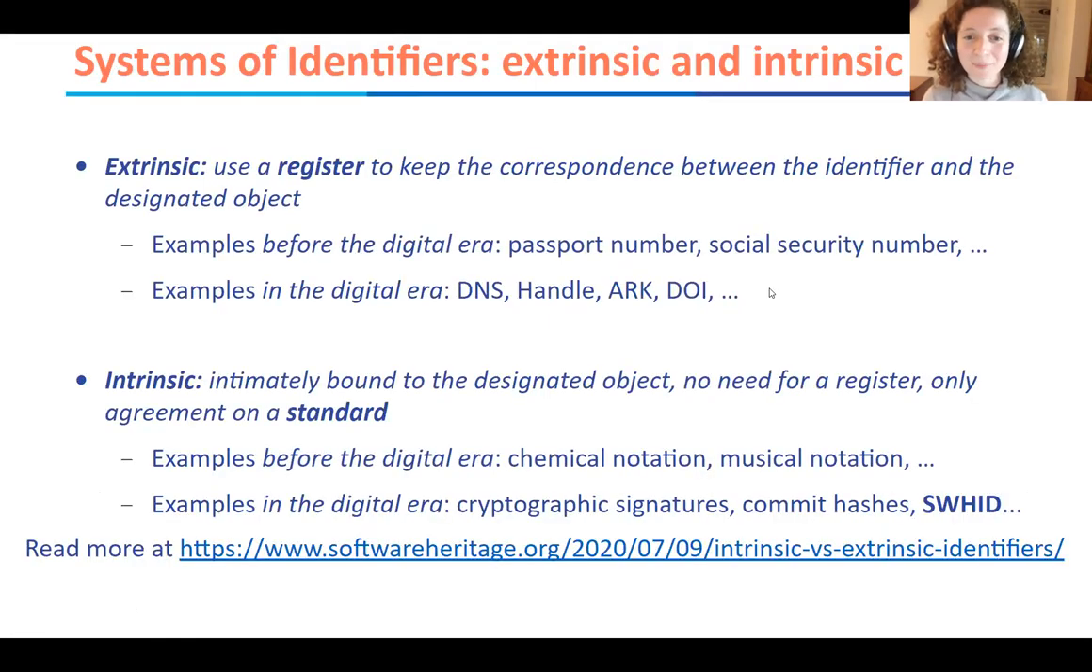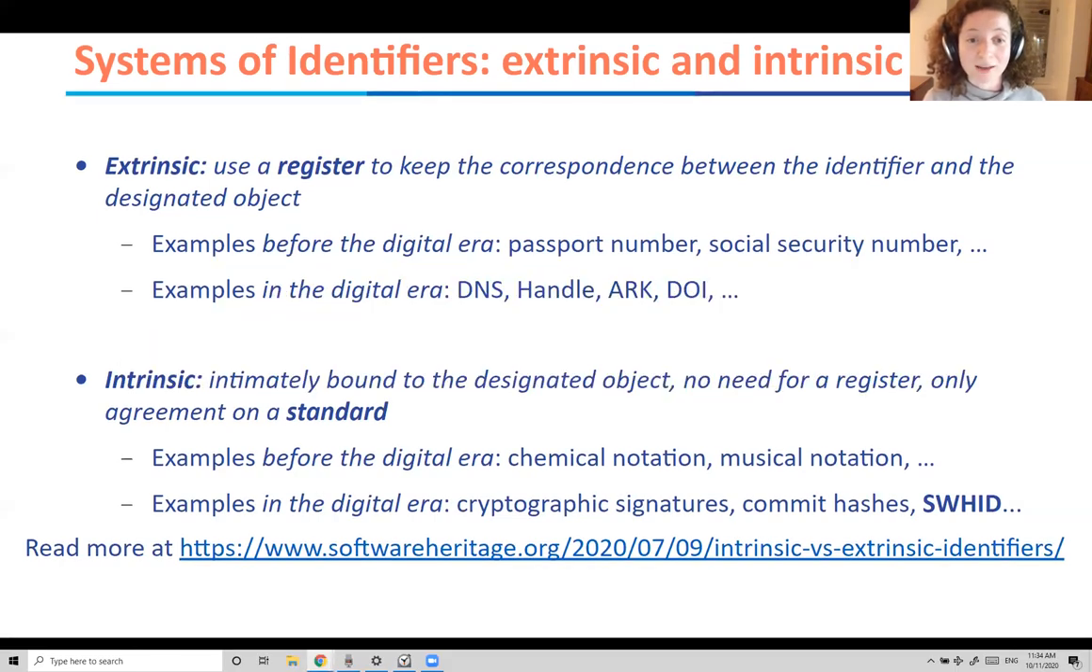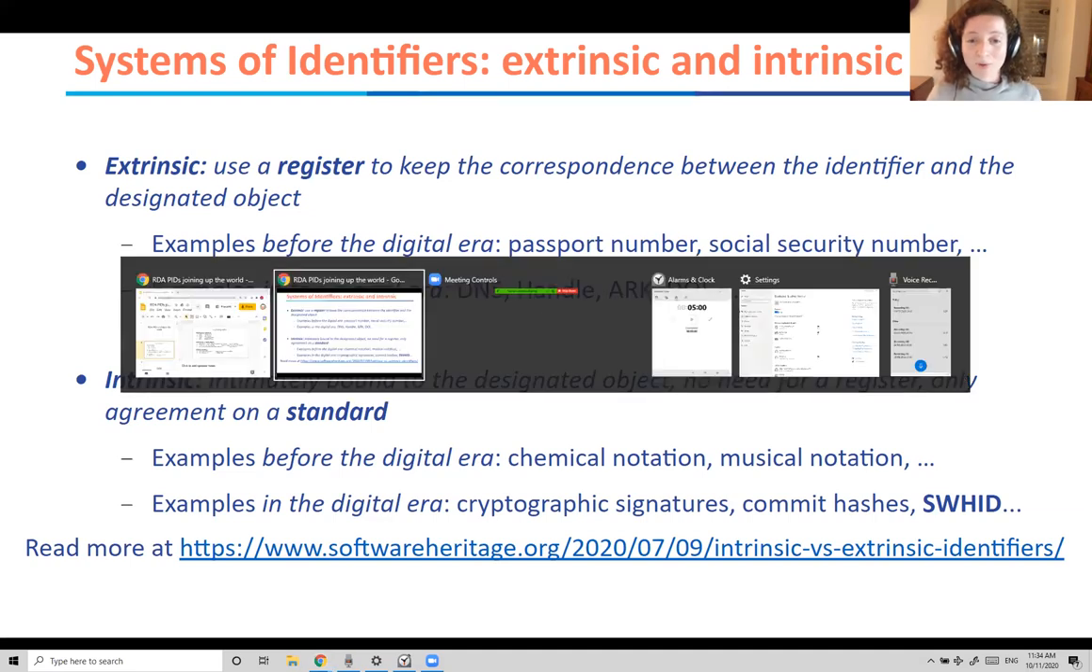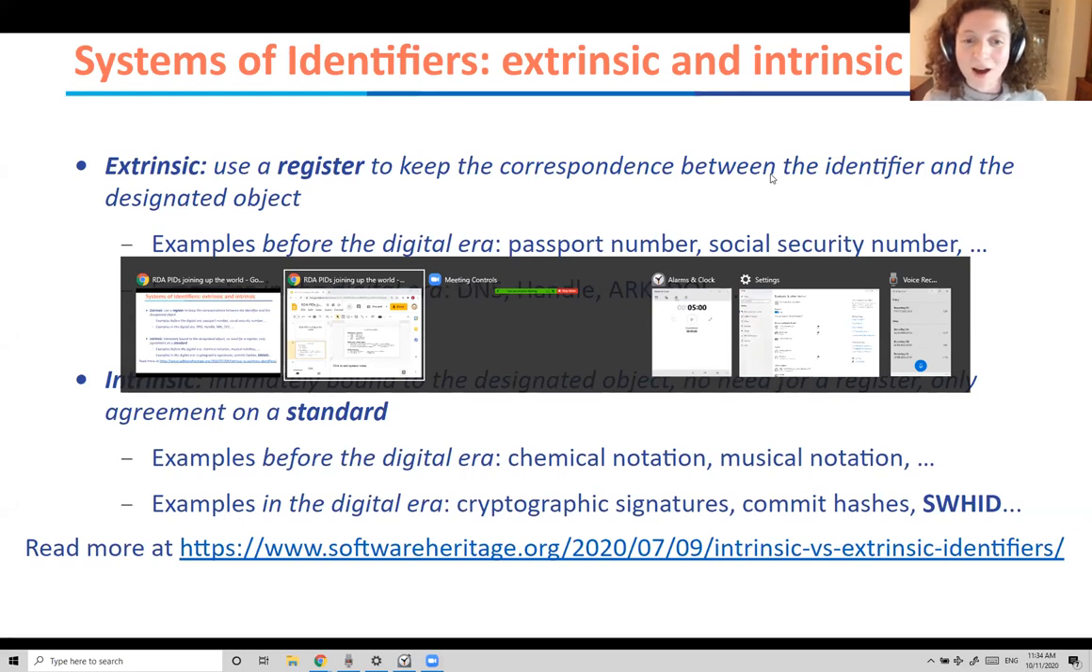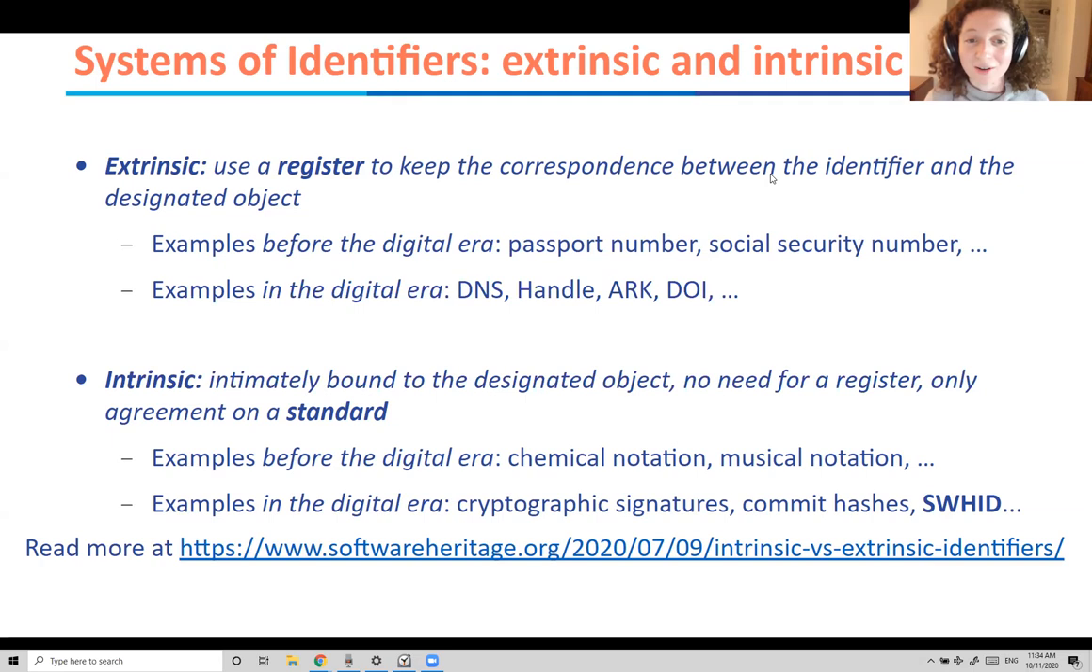Next slide. So when you look at those two options, extrinsic and intrinsic identifier, almost all the systems that we know now are extrinsic systems, where you use a register to keep the correspondence between the identifier and the designated object. So for this, we have some examples that are not in the digital era, but are real life examples, like a passport number. A person with multiple nationalities can have different passports with different passport numbers, and these are kept in a national system. And in the digital era, some of the identifiers that we saw today are extrinsic identifiers like DOIs, ARKs, handles.